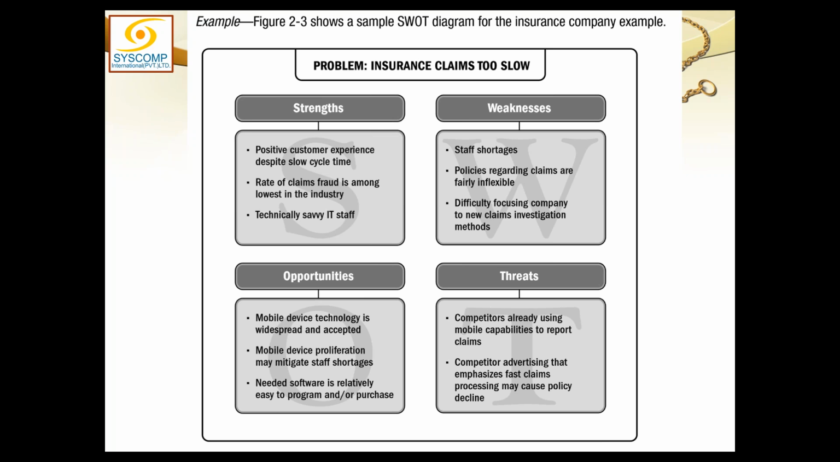the problem is insurance claims are too slow. So what are the strengths? Our company's strengths. In our company, we have positive customer experience despite slow cycle time, right? That means we have loyal customers. This is because of our other capabilities. We have established the positive customer base, and although our insurance claims take time, this positive thing somehow takes care of that. But naturally, if we can process the claims faster, our clientele will rather increase.